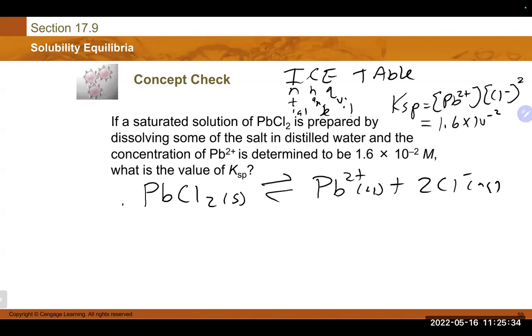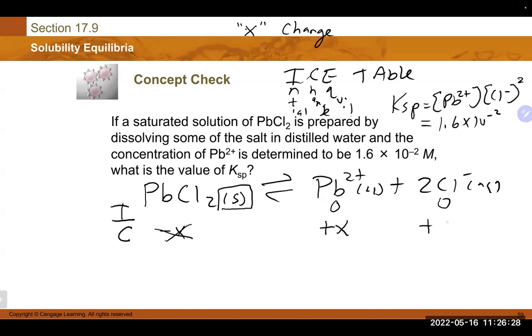So to start our ICE table here, we would start initially, because this guy is a solid, I'm not going to write anything on that side because it's not involved. We could assume that initially we have nothing of either of these guys. The C, which is the change part, is usually represented by a letter, and in this case, usually an S, but we'll use X as a nice letter. So X usually represents the change. Now, if this reaction is going to go towards the product side, which is what we would assume to happen here since we have no products to begin with, should I have more or less reactants? I should end up having less reactants and I should be making more products. So typically what we would do is go to this side and normally go minus X, but we're not going to do that because this is a solid. But this side would then be plus X and this side would be plus 2X.